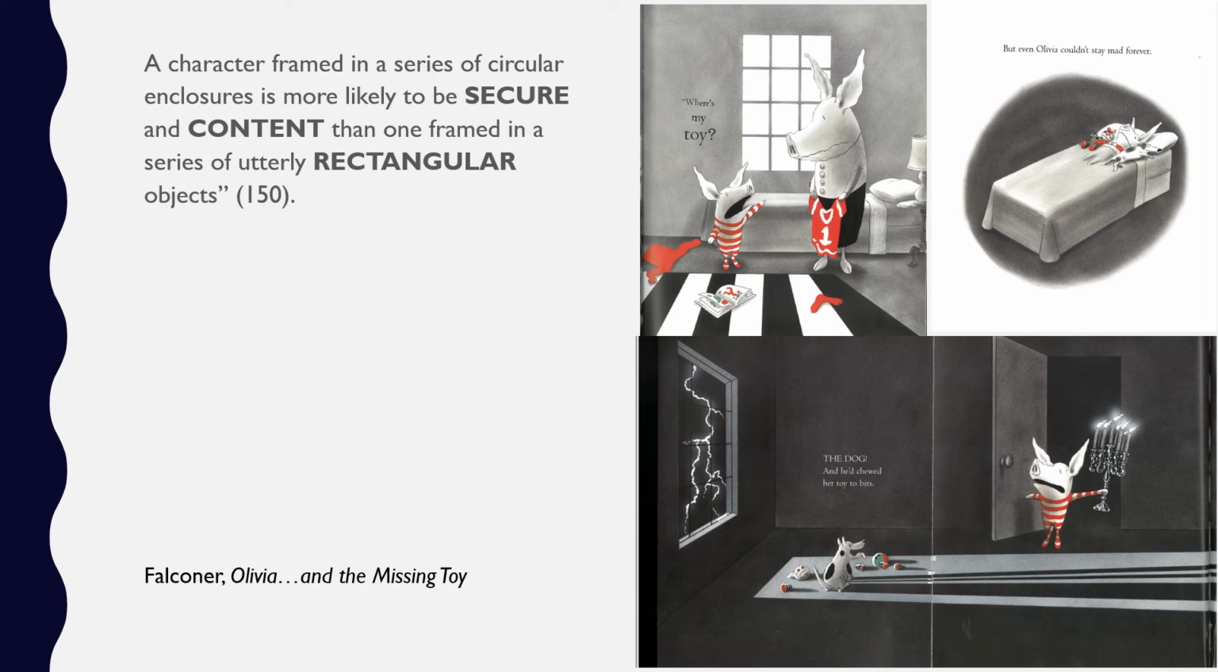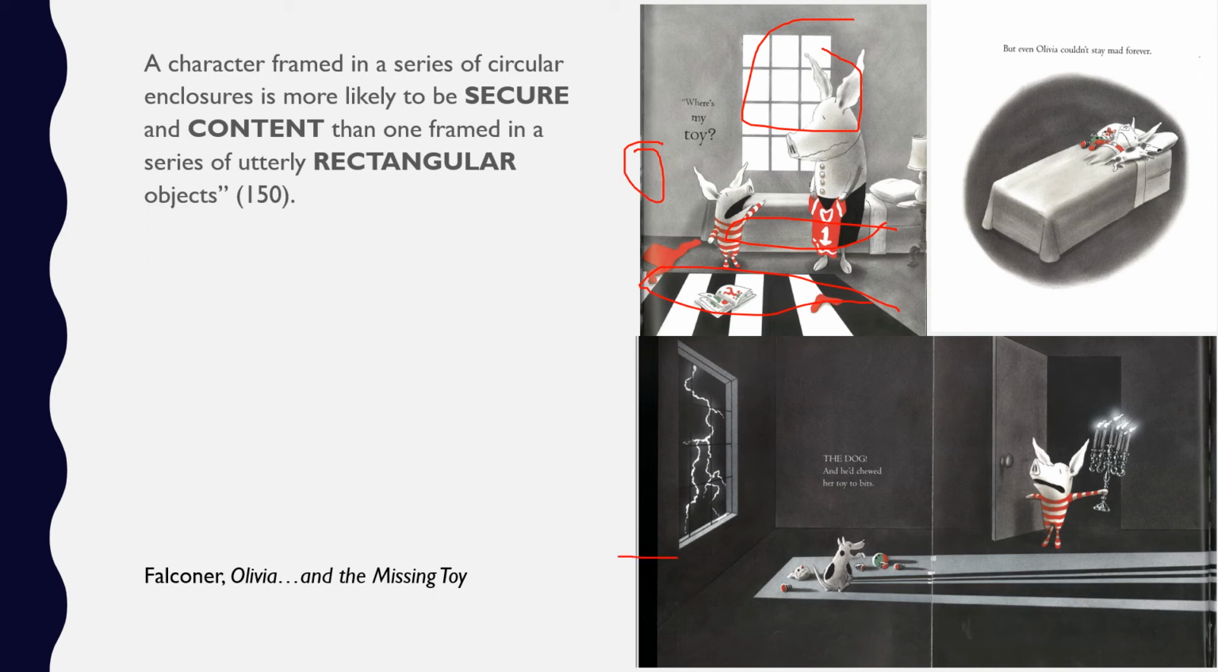So we have a few different pages from Olivia and the Missing Toy. If we look at this one up here on the left, we have this moment at the beginning of the story where Olivia has lost her toy. We can see that she says, "Where's my toy?" And there's a lot of rectangular shapes throughout this picture. We have the windows back here. We have the bed, which is rectangular. And we also have this rug as well.